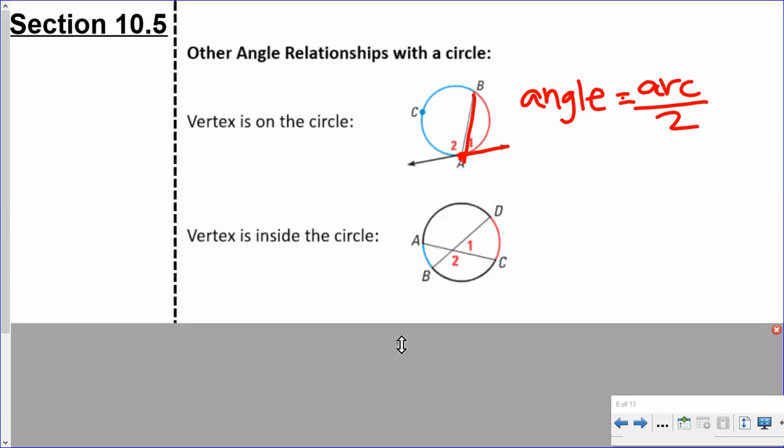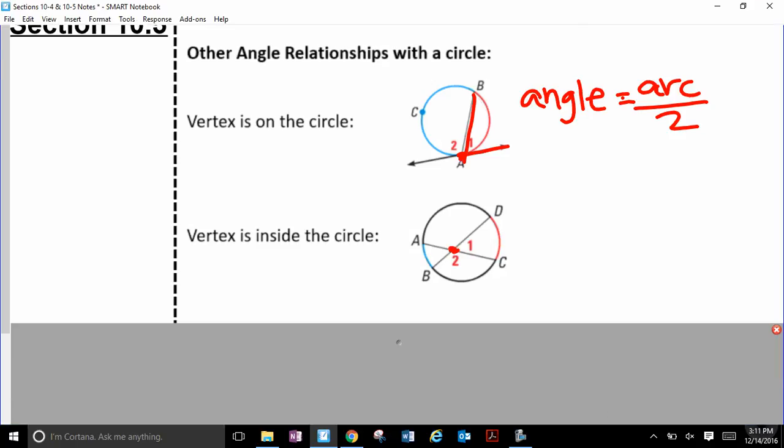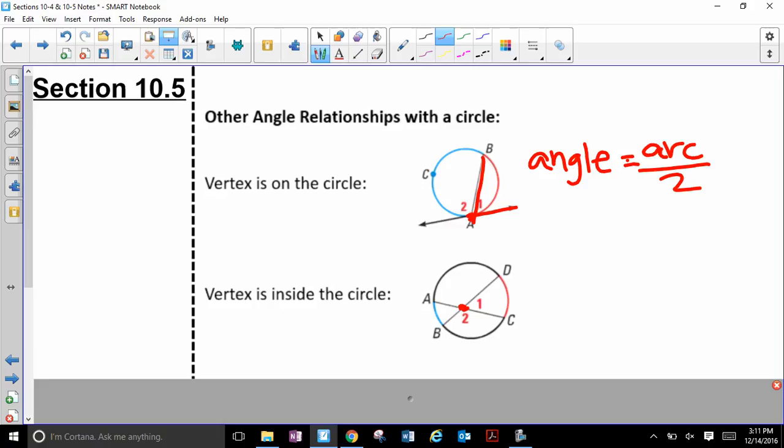The next one is what we do when the vertex is inside the circle. So notice for angle 1, the vertex is somewhere inside the circle. It's not on the center, so it's not a central angle. It's just somewhere inside the circle. Well, what you're supposed to do for this one is take the arcs. There are 2 arcs. So we look at this arc right here that goes with angle 1, and then we also look at the arc of the vertical angle to angle 1. So angle 1's vertical angle is there, so its arc is AB.